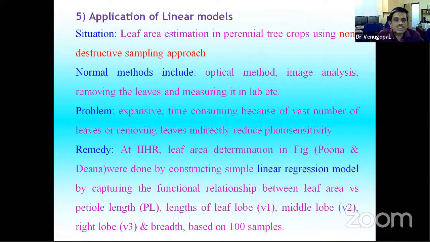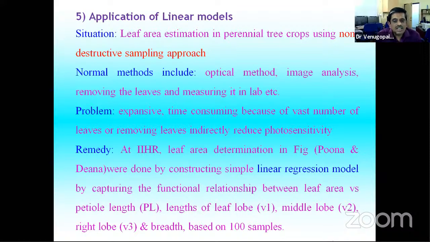Let me turn to the application of the linear regression model. Here I have taken a classical example of leaf area estimation in a perennial tree crop using a non-destructive sampling approach. The normal approach for estimating leaf area is plucking the leaves from the trees, bringing them to our physiological lab, then estimating it, or even taking the instrument and measuring it there itself. In both cases, it is expensive as recorded in the literature, time consuming, and also removing leaves indirectly reduces the photosynthesis and also the yield of the crop.